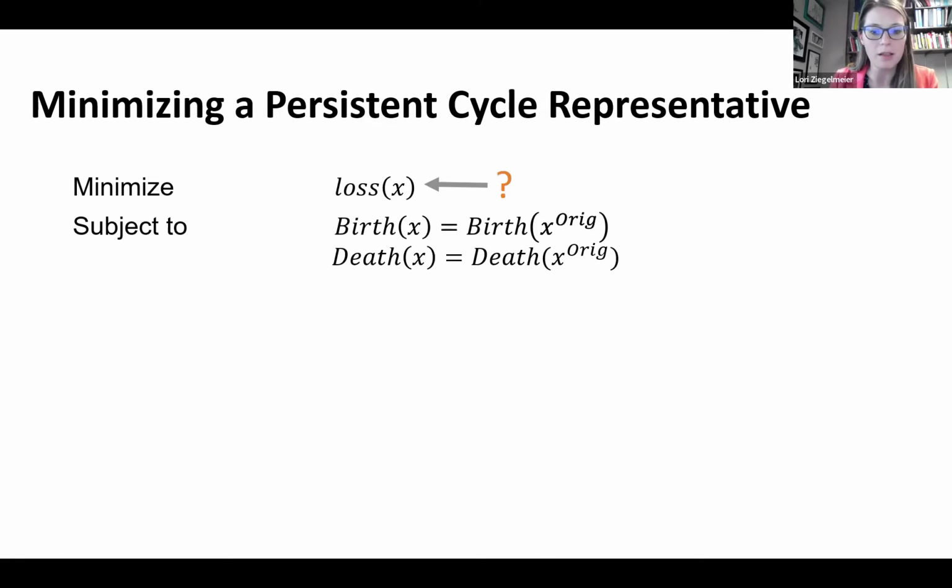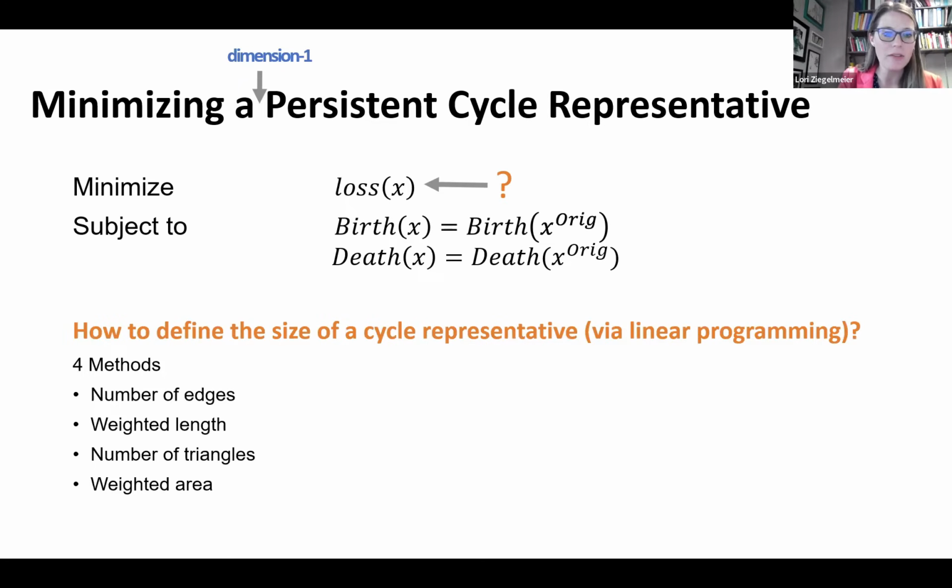And what do I mean by a loss function? Well, we're going to restrict ourselves to dimension one. Everything we do in our paper can be any dimension, but we're going to just focus on dimension one since it's most straightforward. And so what we mean by loss is a way to measure the size of our cycle representative. And so how do you define that via linear programming? We're going to consider 4 different approaches. We're going to try to minimize the number of edges that a one cycle includes, the weighted length, the number of triangles that a one cycle bounds, and the weighted area.